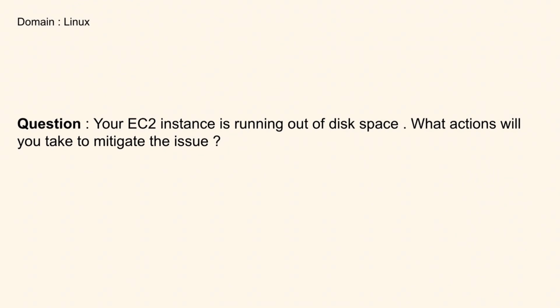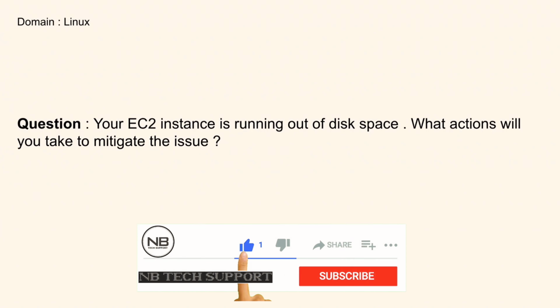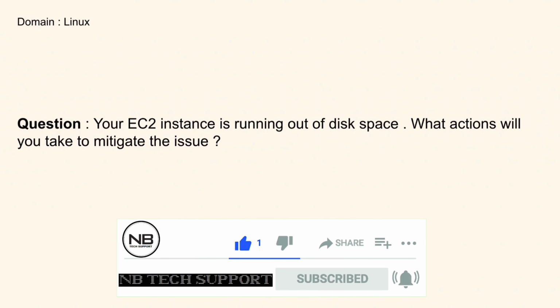The first question is coming from the domain Linux. And the question is, your EC2 instance is running out of disk space. What actions will you take to mitigate the issue?